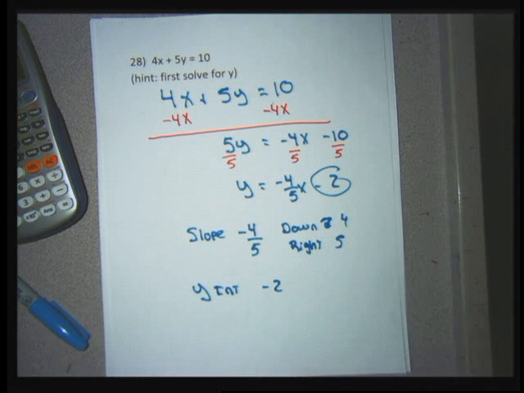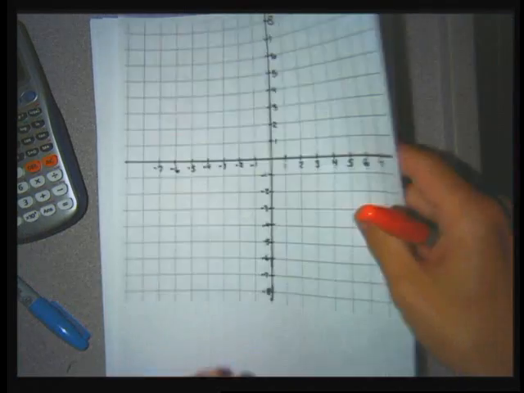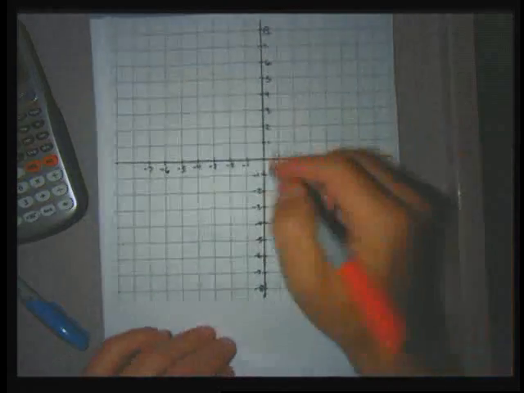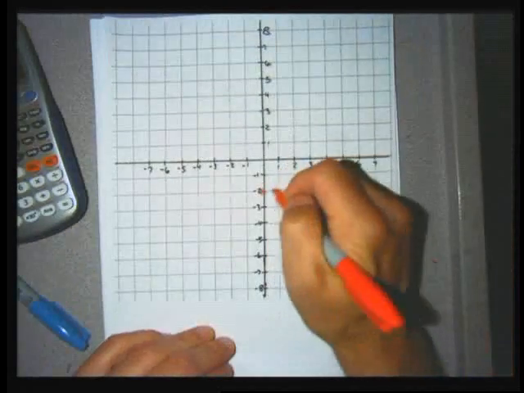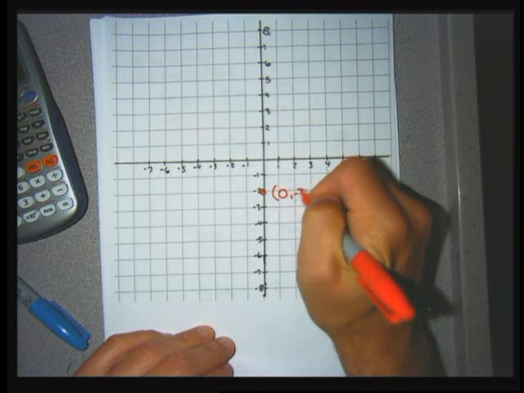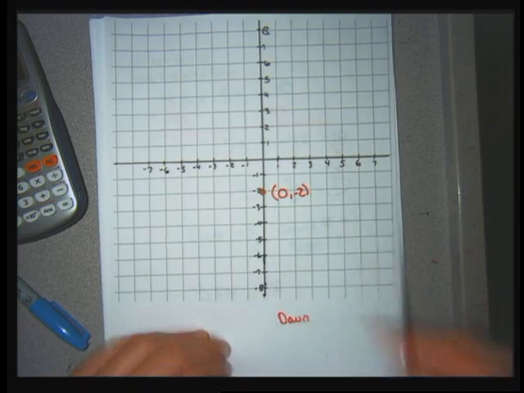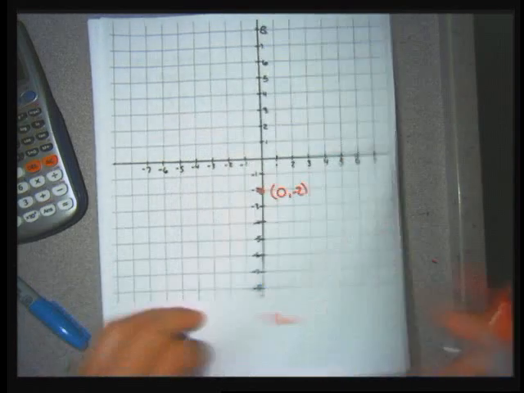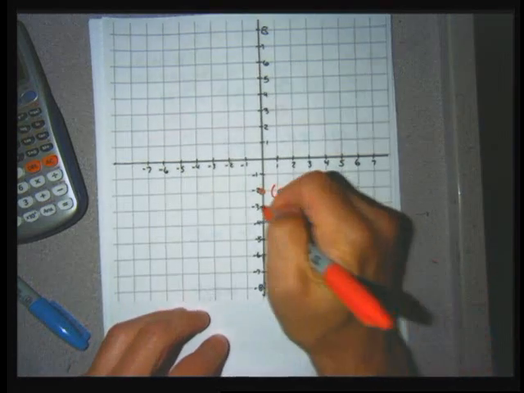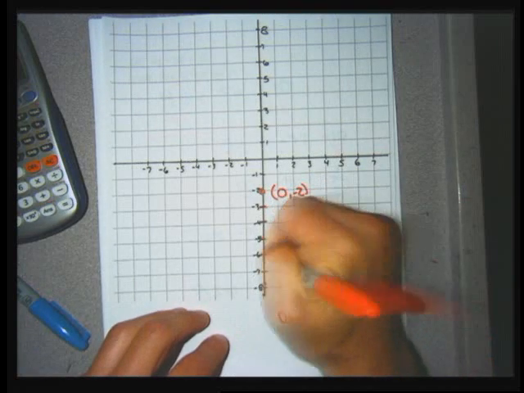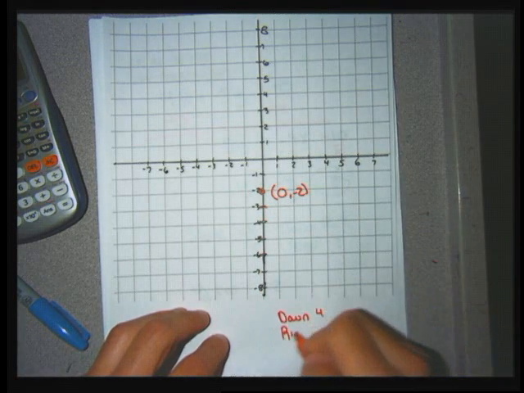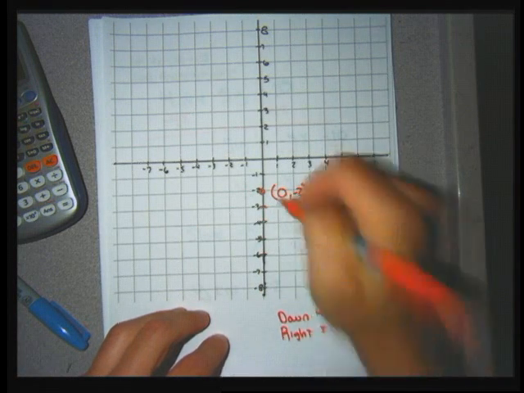So to do this problem, I'm going to plot the point negative 2. So there's my y-intercept. And then it says to go down because the numerator is negative, and that's the y direction. So I'm going to go down 4 and right 5.